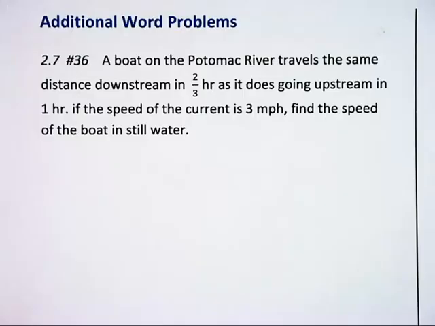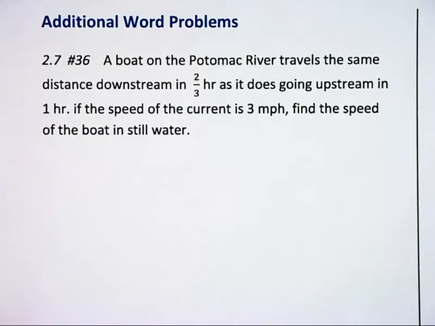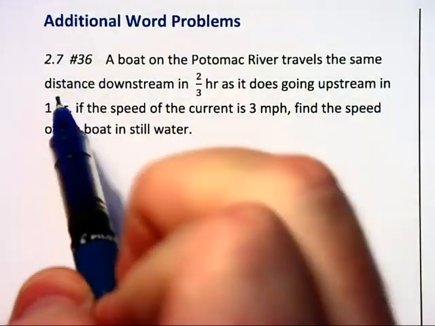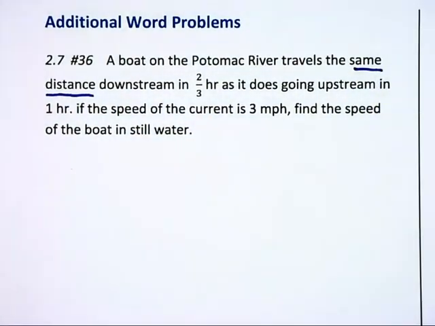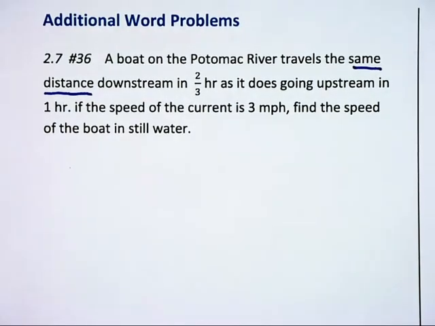A boat on the Potomac River travels the same distance downstream in 2/3 hour as it does going upstream in 1 hour. If the speed of the current is 3 miles per hour, find the speed of the boat in still water.